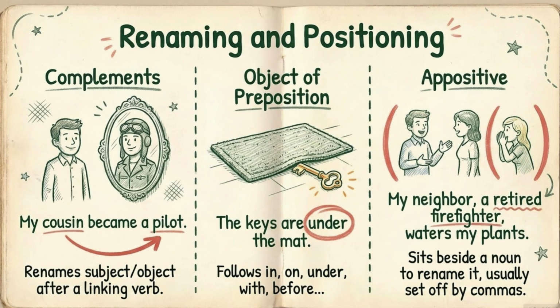Renaming and positioning. 3 more jobs a noun can hold. A complement renames the subject after a linking verb. "My cousin became a pilot." An object of a preposition follows words like in, on, or under. "The keys are under the mat." And an appositive sits beside a noun to rename it, usually set off by commas. "My neighbor, a retired firefighter, waters my plants."